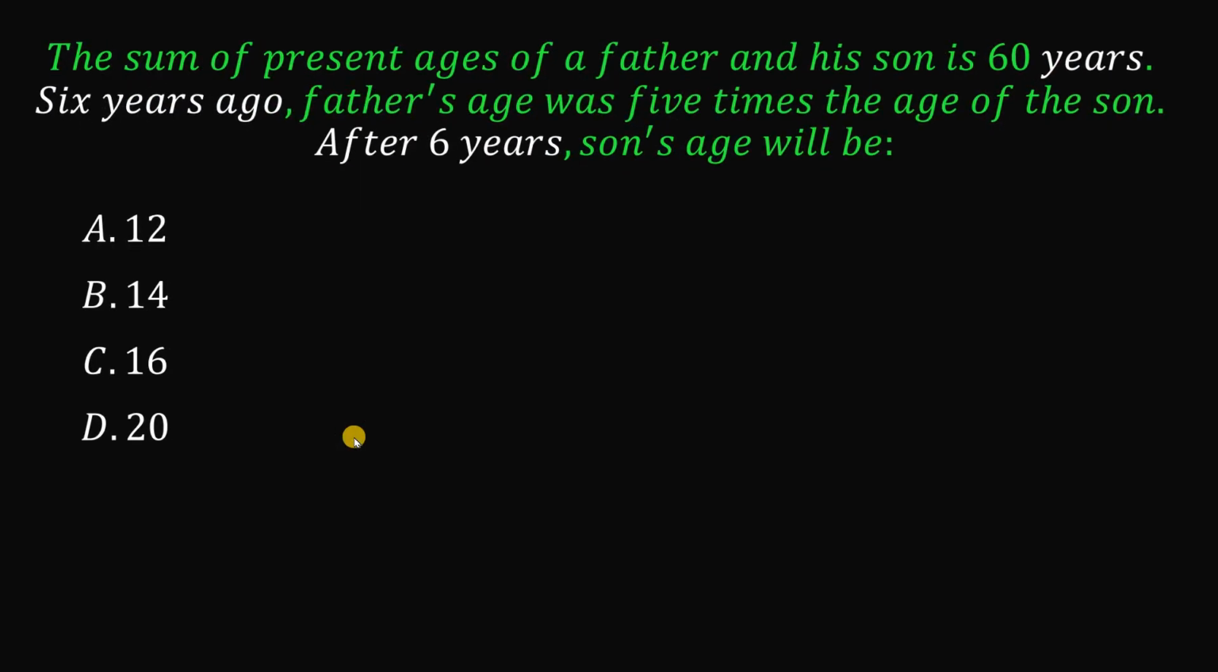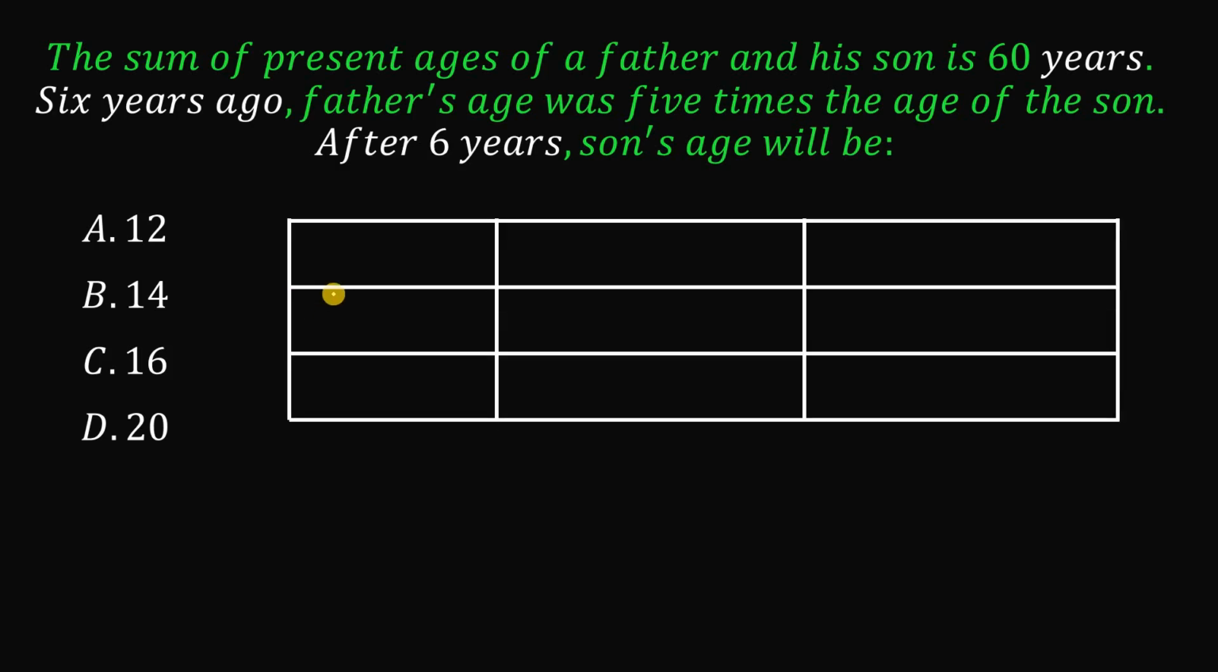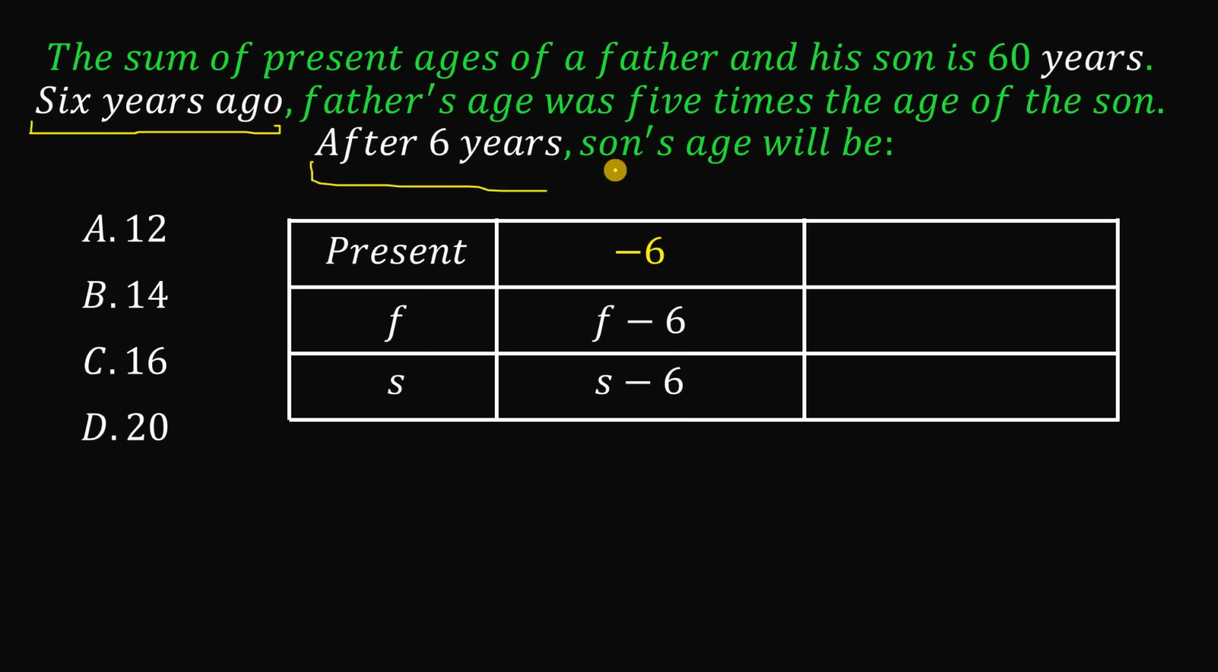Alright, again, let's use the table format. We have the present age for the father and the son. Now, in the given, we need 6 years ago. So, we need to subtract 6 on the ages of the father and the son. And now, we want after 6 years, and we want only the son's age. So, add 6 to the son's age. And this is what we want to find.